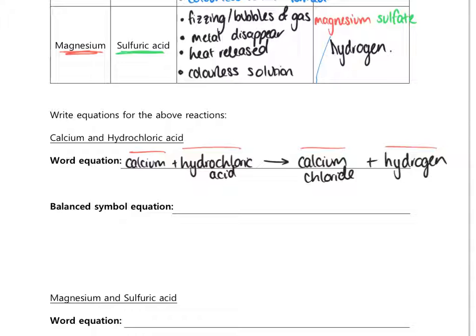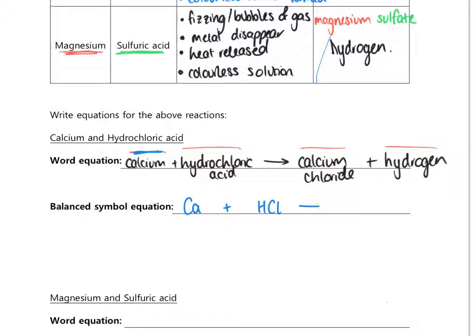So when we're writing a balanced symbol equation, remember we take each term of our equation and we convert it into the formula. So calcium, first of all, what's the formula for calcium? Well, it's just Ca. Hydrochloric acid then, I told you on the previous page that you need to be familiar that its formula is HCl.